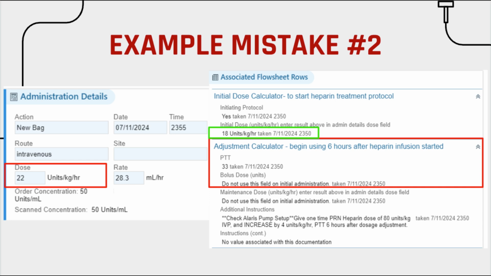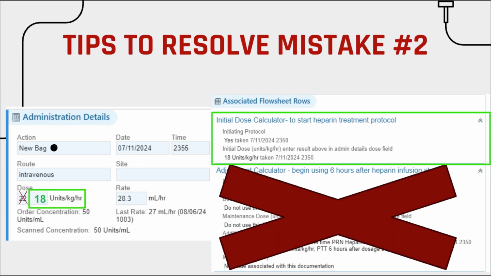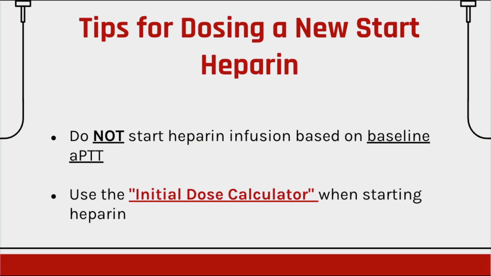The rate was adjusted to 22 based on the PTT of 33, not the starting rate, as highlighted in the green box. As stated in the initial dose calculator, we enter the dose of 18 units and ignore the adjustment calculator, as this is the initial start. To reiterate, we do not start infusion based on baseline PTT. Instead, follow the initial rate as detailed in the order and use the initial dose calculator when starting.